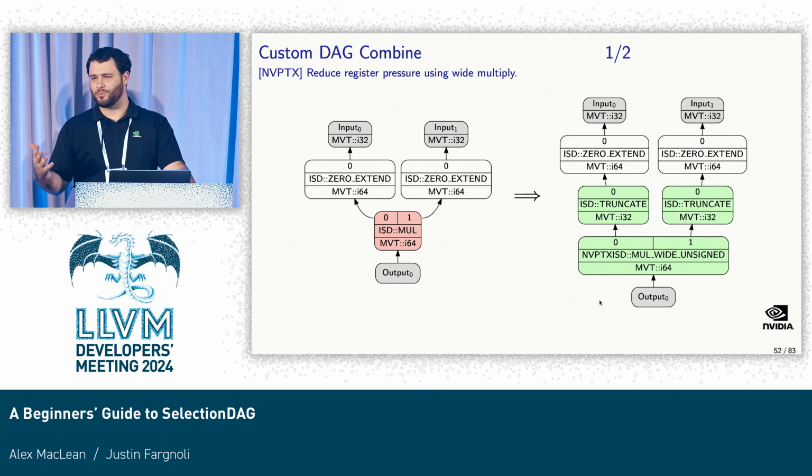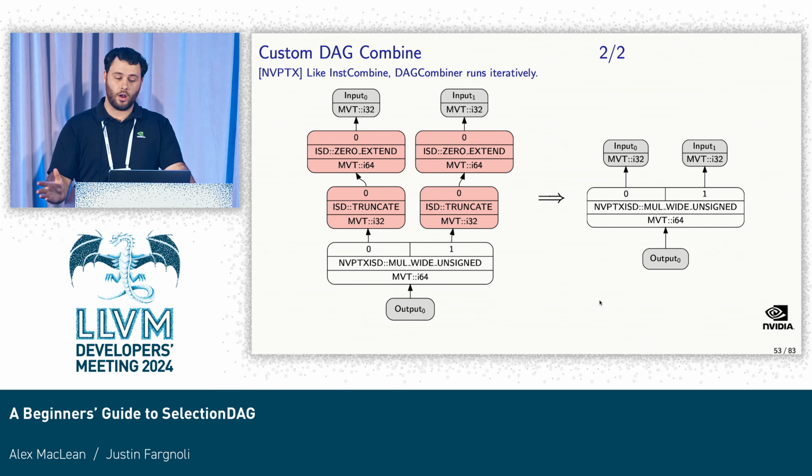But you might be saying, we might have addressed our register pressure issue, but we've also introduced more instructions. Is this actually better? Well, luckily, similar to InstCombine, DAG combine runs iteratively. It will identify the redundant zero extend and truncate and produce our DAG on the right that both has fewer instructions than our original DAG and less register pressure.